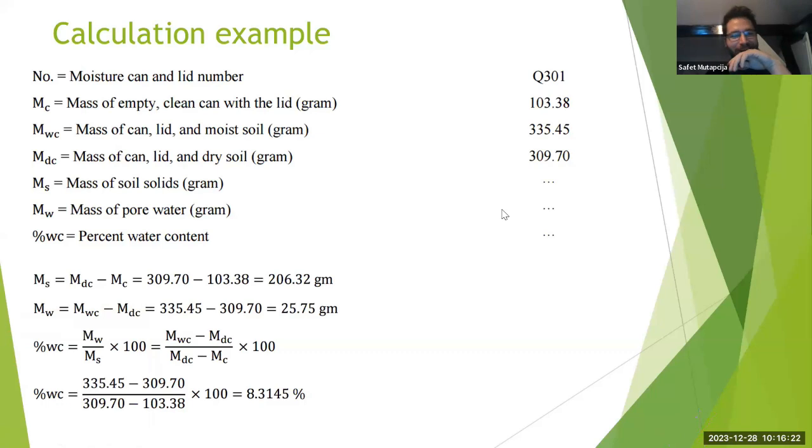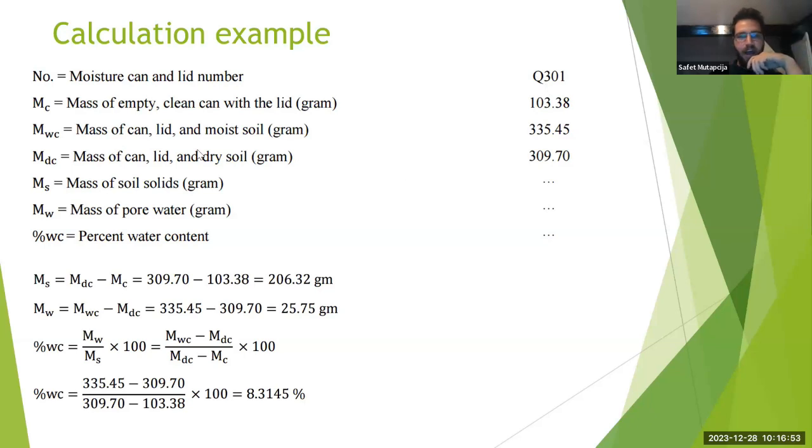Yeah. So when you get your sheet and do your calculation, it's a really simple, basic calculation. You don't need a high level of math for calculating laboratory sheets. So you're going to have the moisture can and lid number, as I told you yesterday, because you're going to have 20 of them. It's different. It's something probably from the USA, because usually we don't have Q1. It's just a plain number.